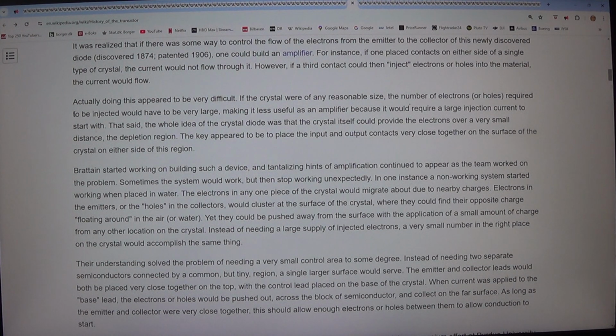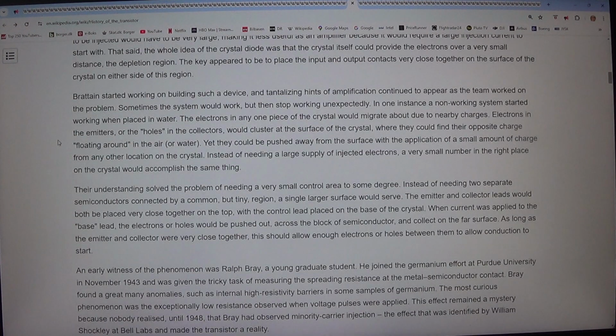If the crystal were of any reasonable size, the number of electrons, or holes, required to be injected would have to be very large, making it less useful as an amplifier because it would require a large injection current to start with. That said, the whole idea of the crystal diode was that the crystal itself could provide the electrons over a very small distance, the depletion region. The key appeared to be to place the input and output contacts very close together on the surface of the crystal on either side of this region.